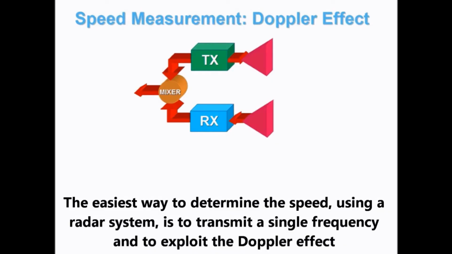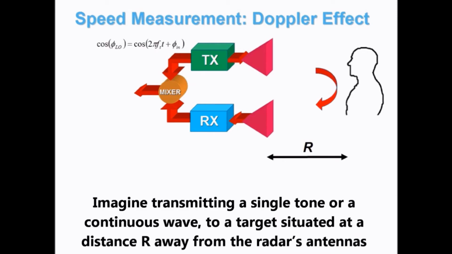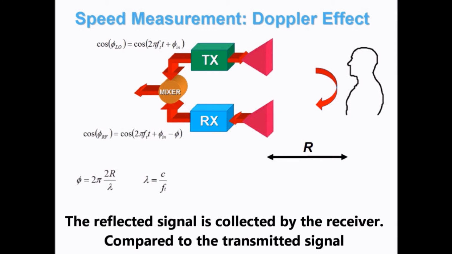The easiest way to determine speed using a radar system is to transmit a single frequency and to exploit the Doppler effect. Imagine transmitting a single tone or continuous wave to a target situated at a distance r away from the radar's antennas. The reflected signal is collected by the receiver.